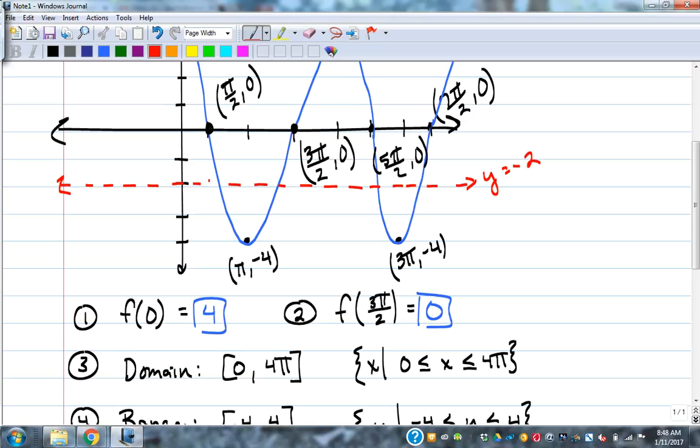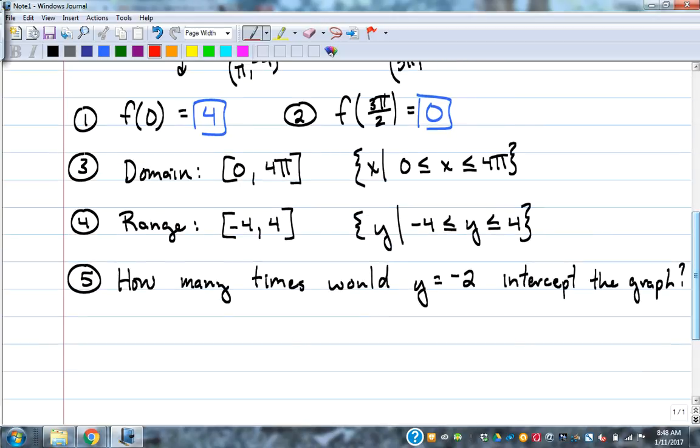How many times does that intercept our blue graph? 4 times. 1, 2, 3, 4. And really not a whole lot of other ways of checking that with this particular type of problem than just graphing it and checking it that way. So 4 times. Put a 4 as the answer on this one.